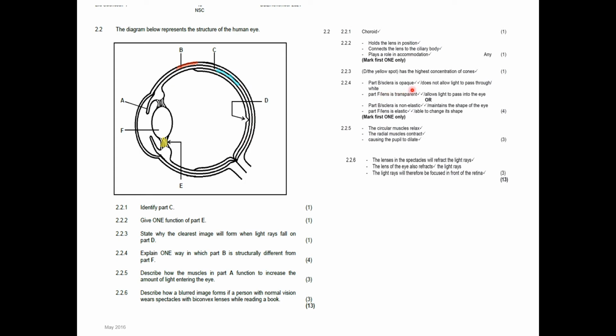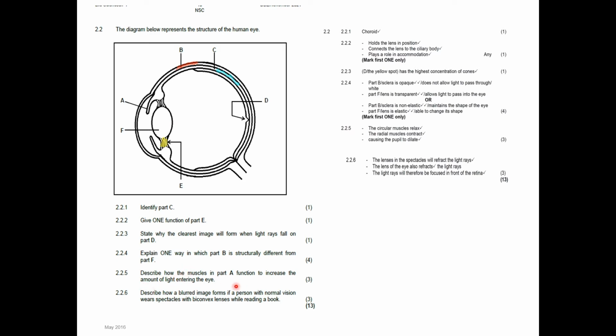So there it is. The sclera is opaque, doesn't allow light to pass through, while the lens is transparent, does allow light to pass through. So by the cornea and the lens only being transparent, light only enters in one part of the eye only. Right. That's a nice question.